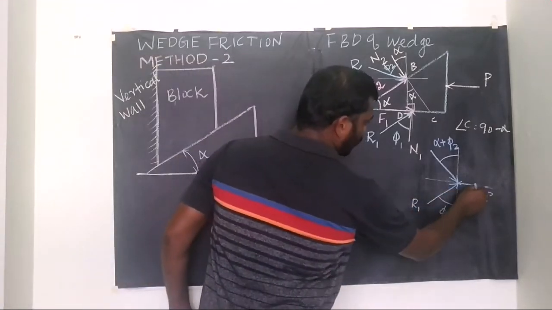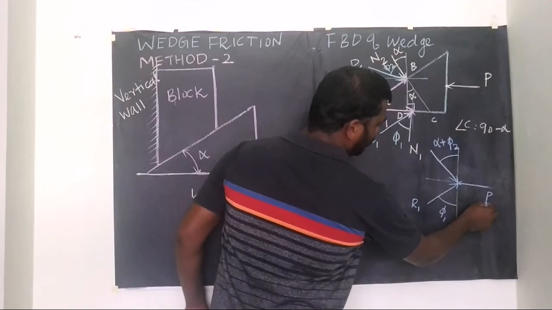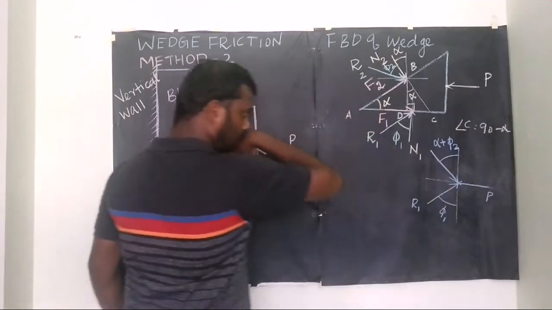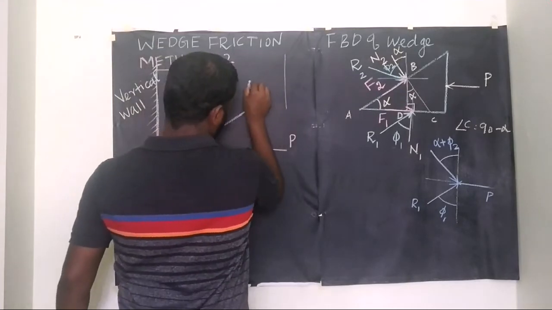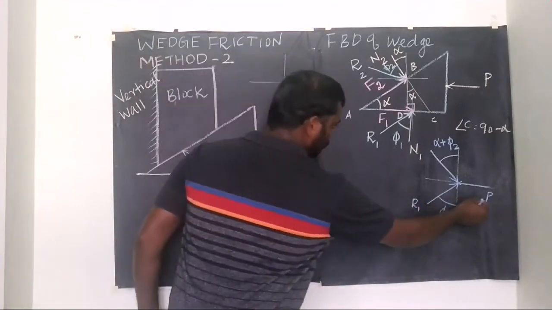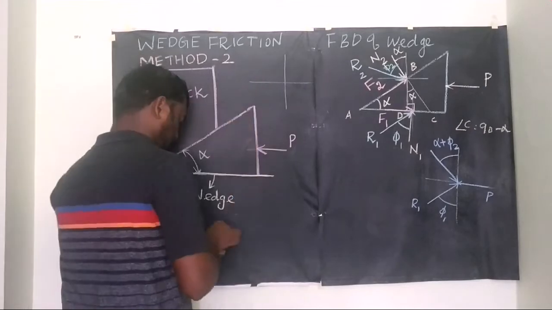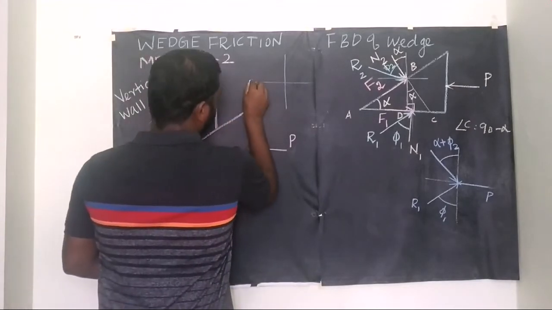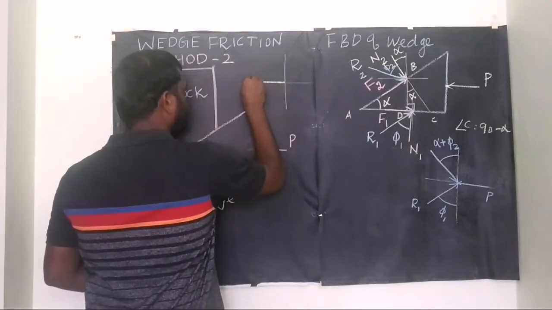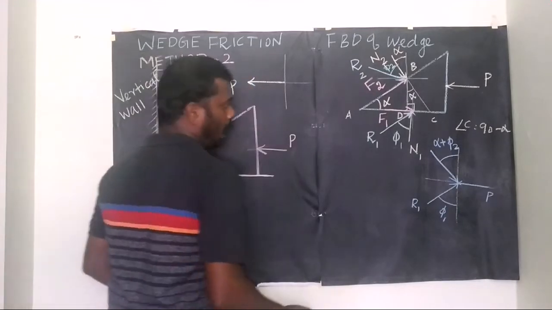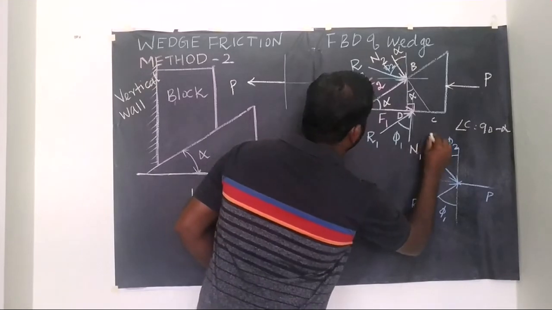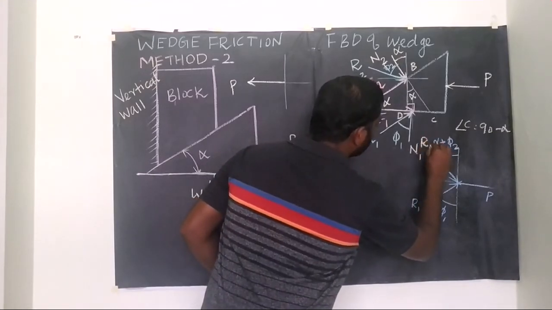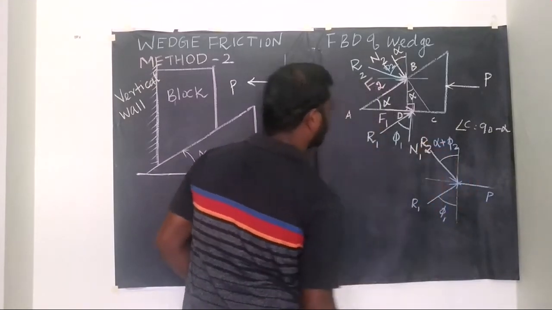This external force P is shifting towards left. This is my reference vertical and horizontal line. I am shifting this P force in this direction. This is my external force P. Then I am going to shift this R2 force in the third quadrant.